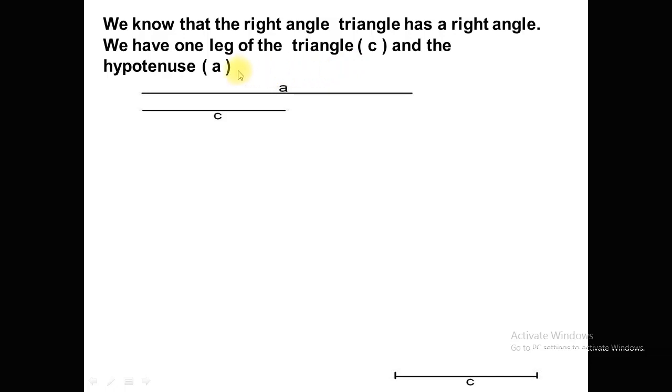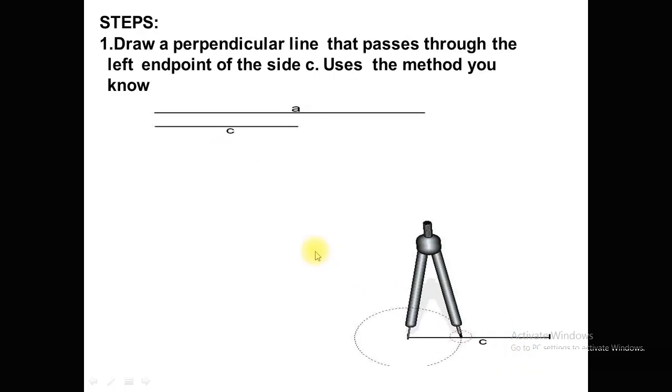Now of these two sides, one is the hypotenuse and the other is the other leg. So don't consider the hypotenuse as a base. Consider the other leg, suppose C, as the base. Draw a line. For example, if it is given in the question that the length of side C is 4 centimeters, then C will be the base, and draw a line of 4 centimeters. Now draw a perpendicular line that passes through the left end point of side C. Use the method you have already learned.